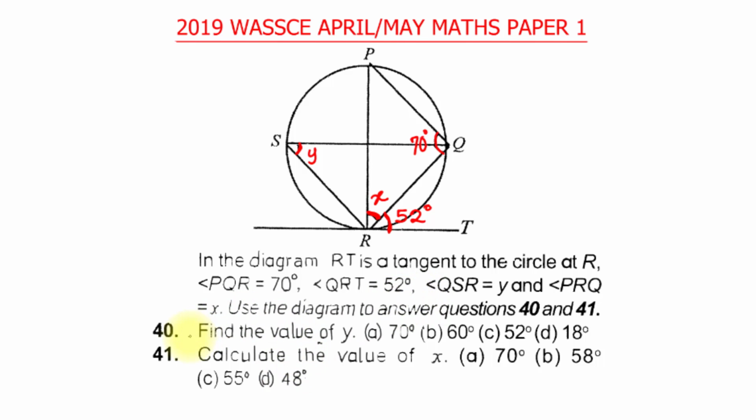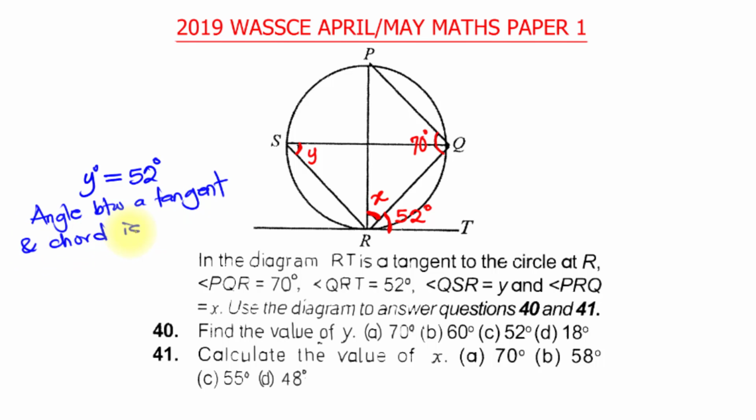So in the first question, we're asked to find the value of y. Now, how do we go about finding the value of this y? I will just say that y is equal to 52 degrees. This angle QRT is also equal to angle y. Why am I saying that? It's because the angle between a tangent and a chord of a circle is equal to the angle in the alternate segment.